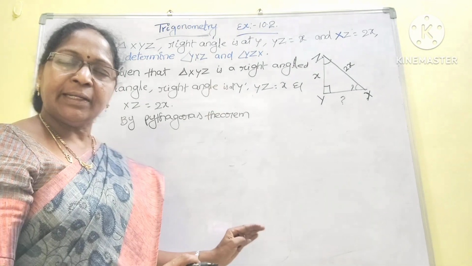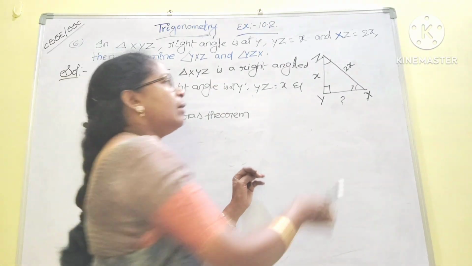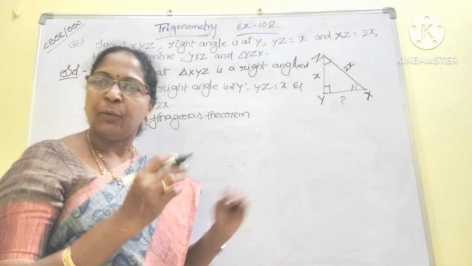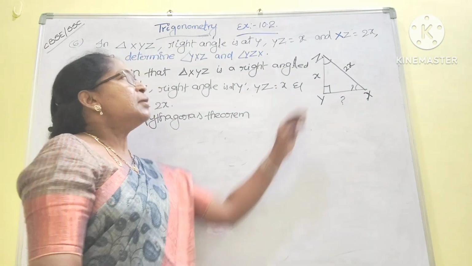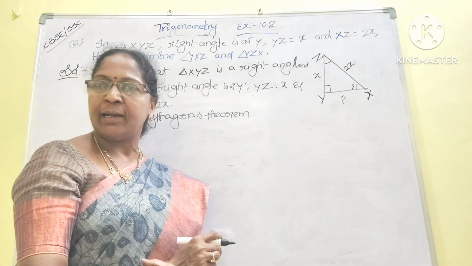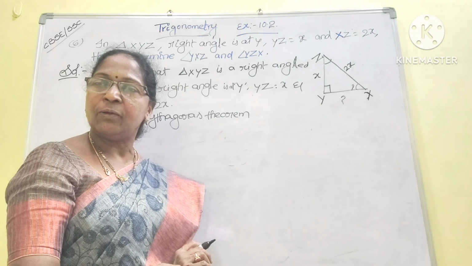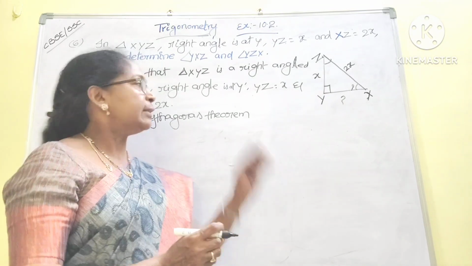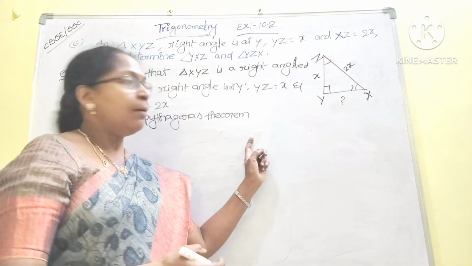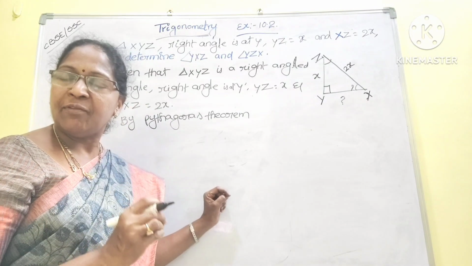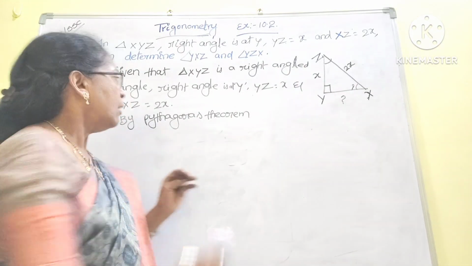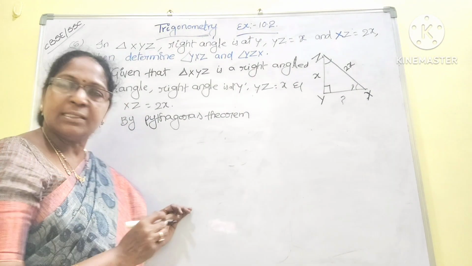That is the given data, but what you have to find out are these two angles, angle X as well as angle Z. For finding these two angles, one more side is required. How can you find that side value? By using the Pythagoras theorem. This theorem we can apply for finding any other length of the right angle triangle. So what is that Pythagoras theorem?